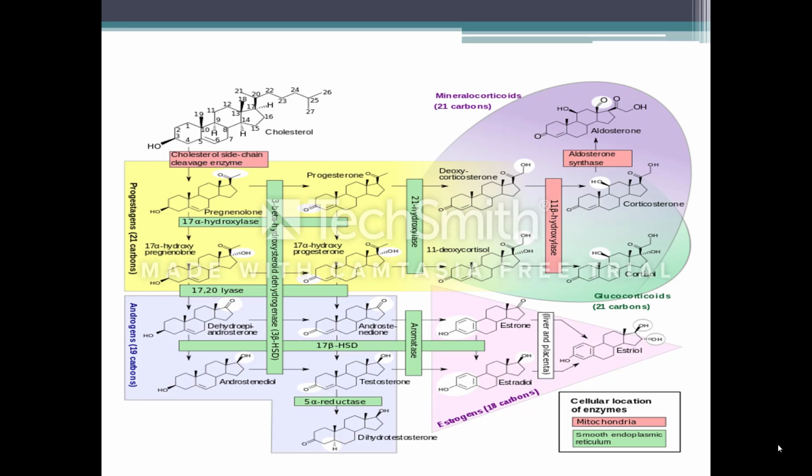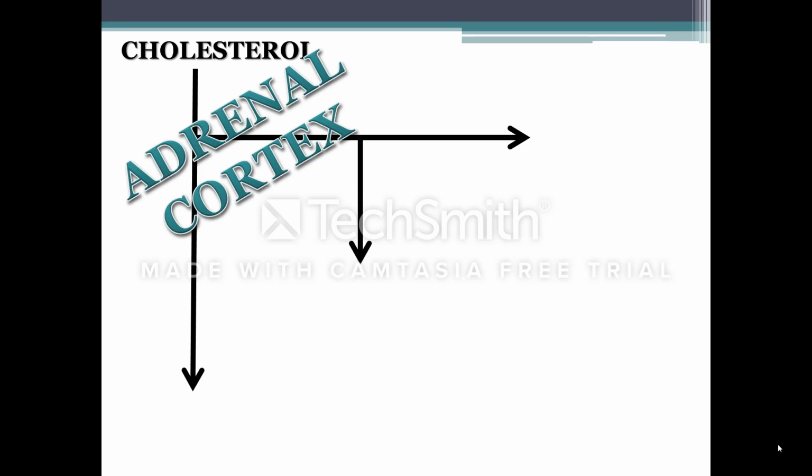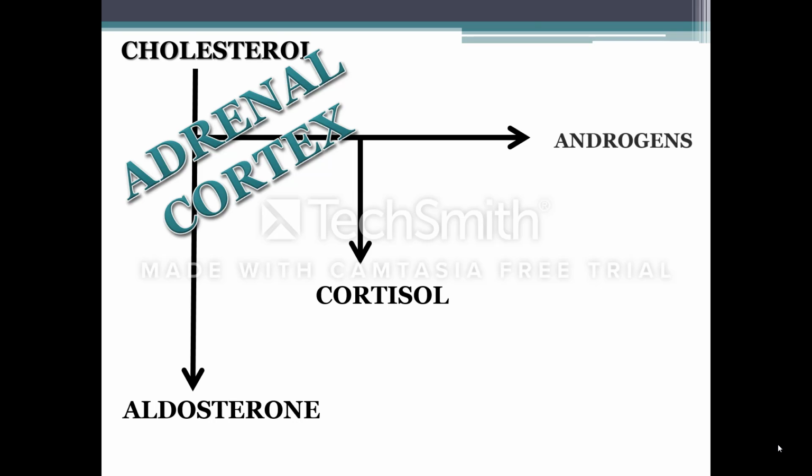Here we have all the enzymes and products of the steroid synthesis that happen in the adrenals, but fortunately, in the case of Addison's, I can simplify these pathways for you. We have cholesterol as the starting molecule, and once it's taken into the cells of the adrenal cortex, we have three products. Aldosterone, our mineralocorticoid, cortisol, our glucocorticoid, and androgens such as DHEA.